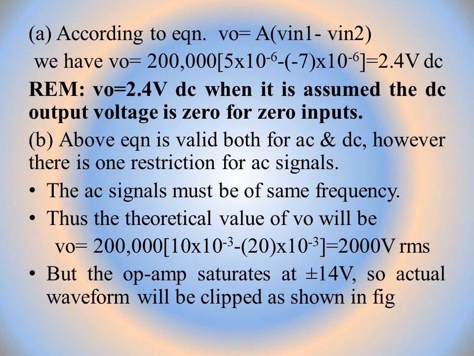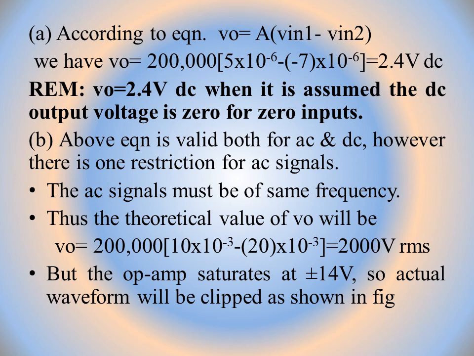2000 volt RMS means the AC signal is being provided, so the output voltage is also an AC signal and it is amplified. But for an op amp 741, it has been given that it saturates at plus minus 14 volts. So the actual waveform will be clipped. It can amplify, but when we observe, it will be clipped because due to op amp saturation, it cannot show higher variations. The waveform is clipped at plus 14 and minus 14.